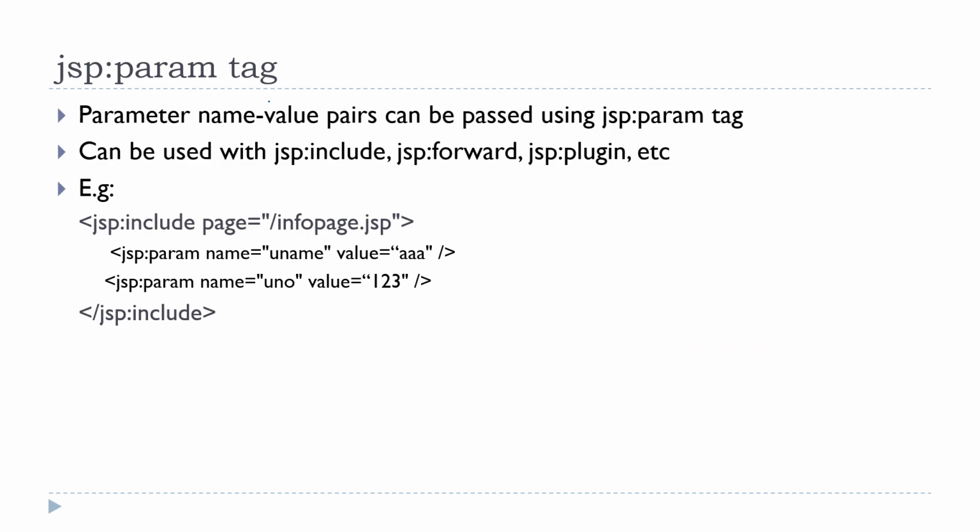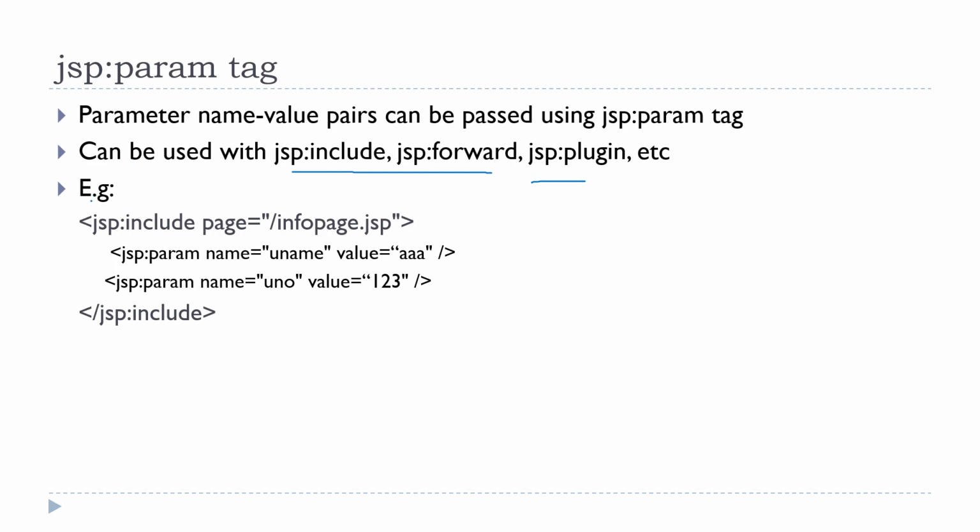The JSP param tag is used to pass parameter name value pairs. These name value pairs can be passed to some page when we are including or forwarding it, or it can also be used within a JSP plugin tag. So we can pass in parameters to some applet that we have embedded in our application also.